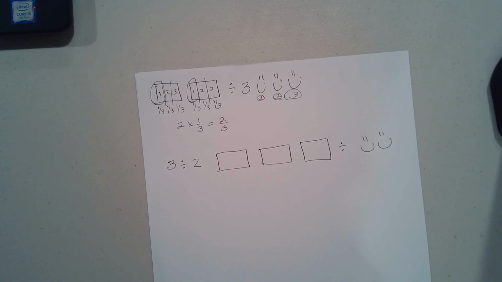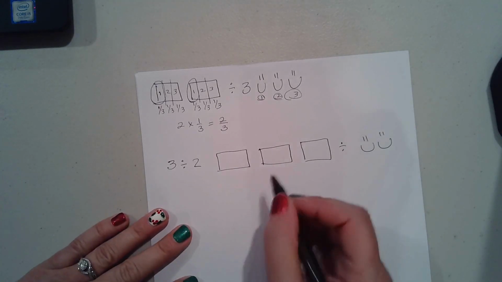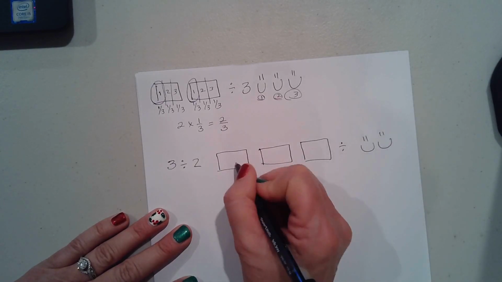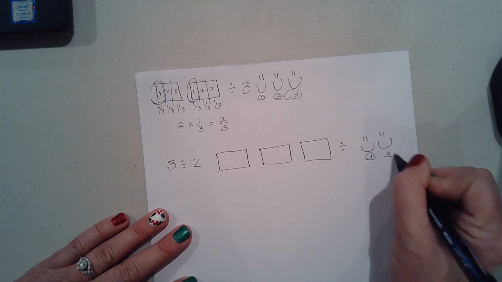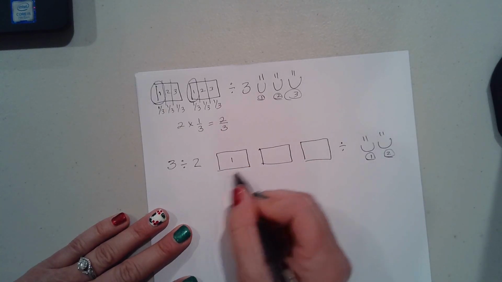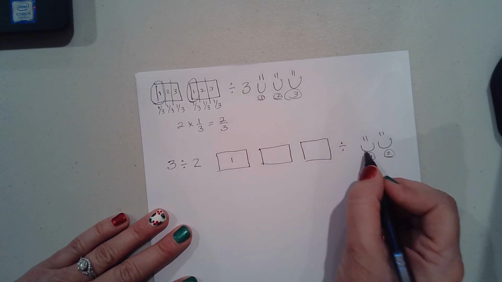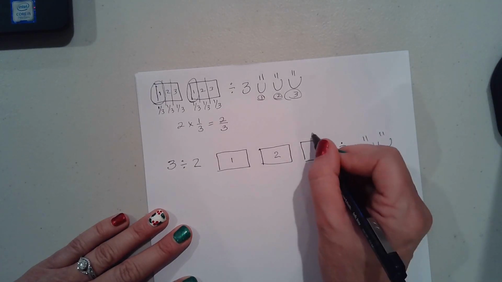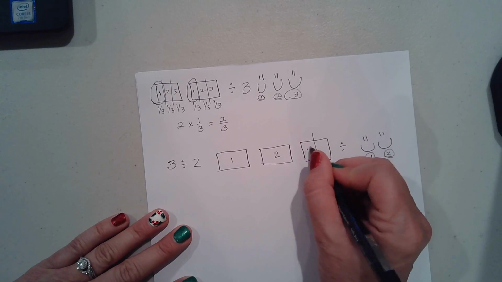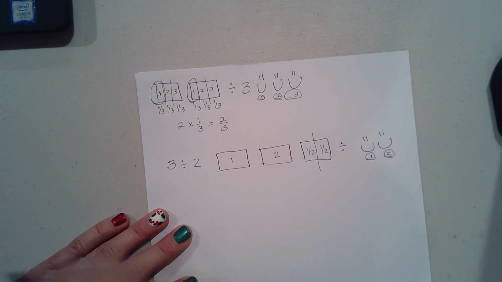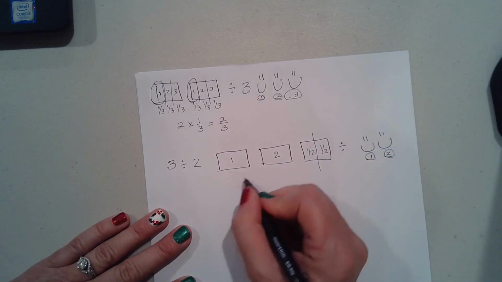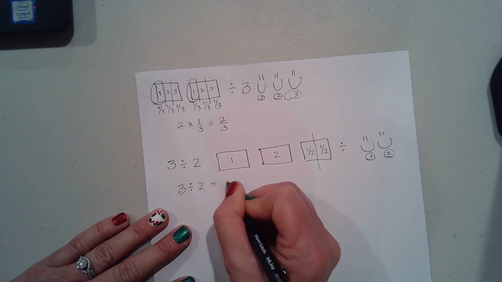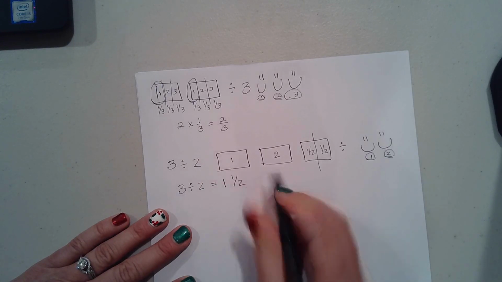So you could do this 2 different ways. Let's start with, here's person 1, here's person 2. You could say, I'm going to pass this cracker to person 1. I'm going to pass this cracker to person 2. Now, what's left over I could divide in half. So 3 divided by 2 is equal to 1.5.